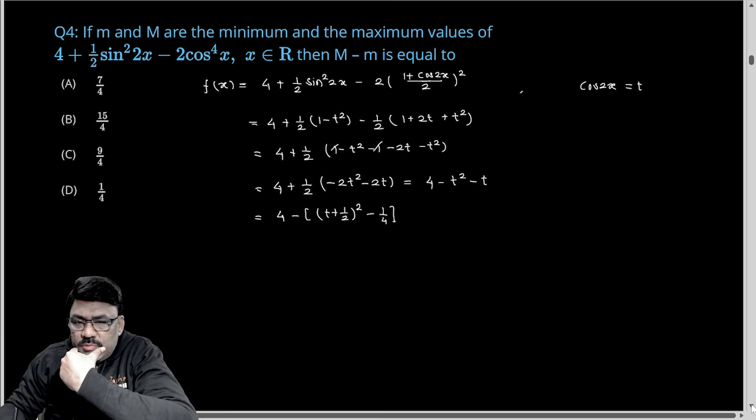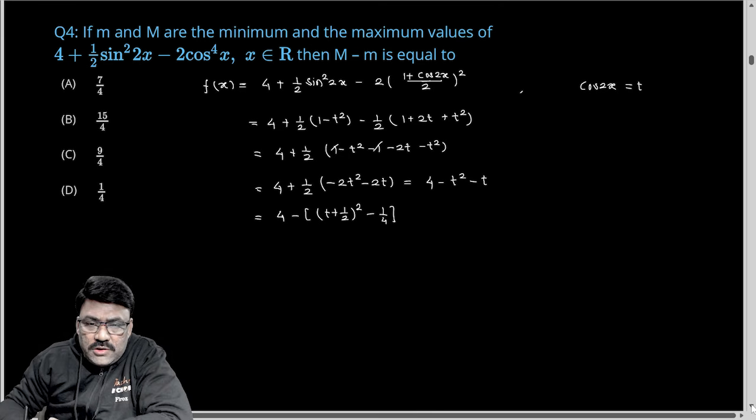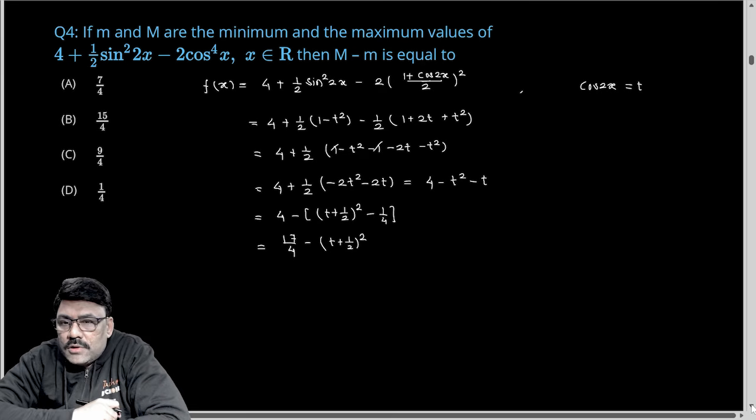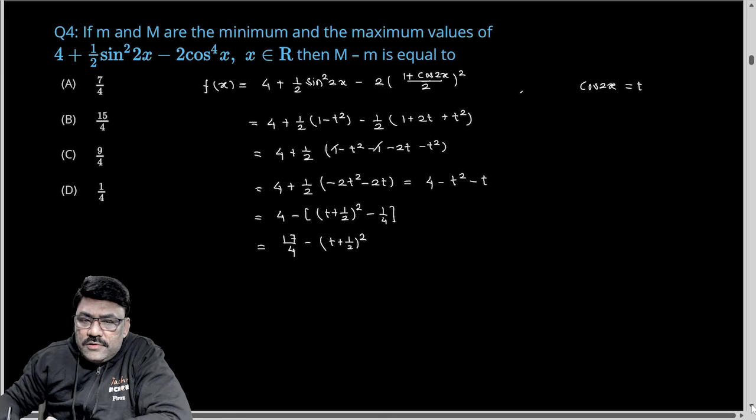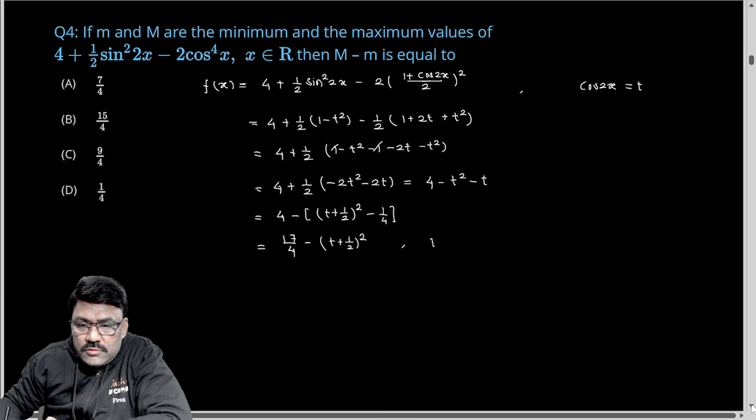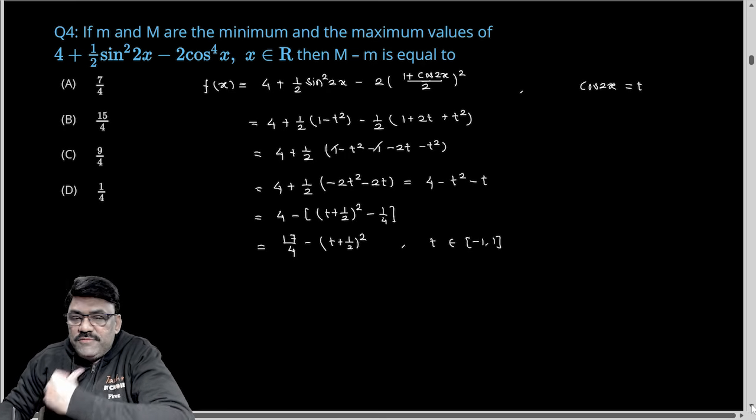Just expand it, you will get the same thing. You will get t square plus t, then 1 by 4 cancels. Now 4 plus 1 by 4 is what? 17 by 4 minus t plus half whole square. Now obviously t is cos 2x, so t lies between minus 1 and 1.